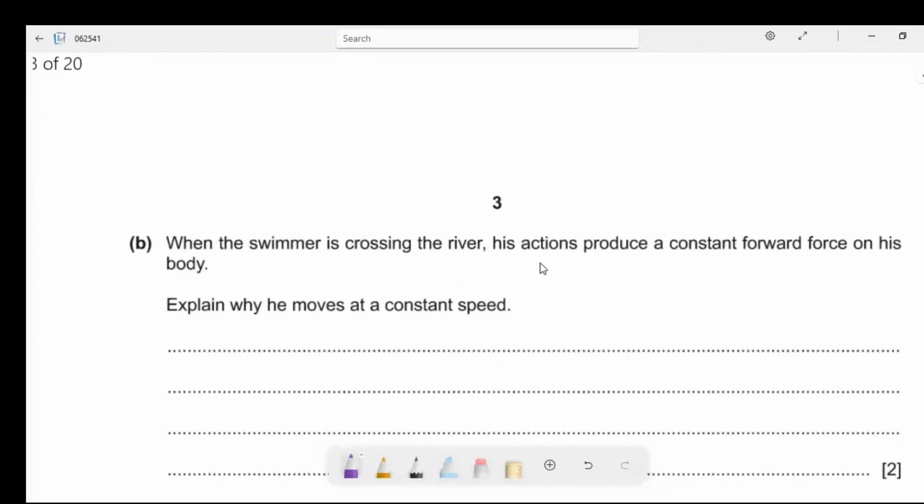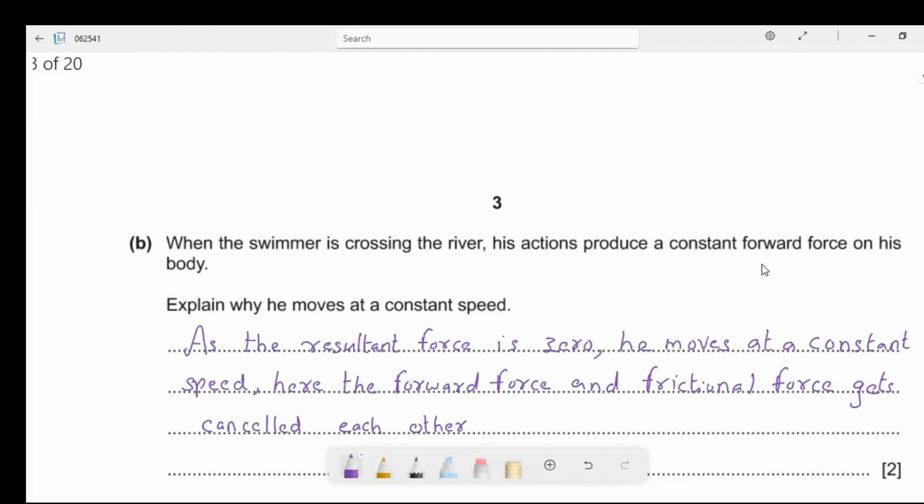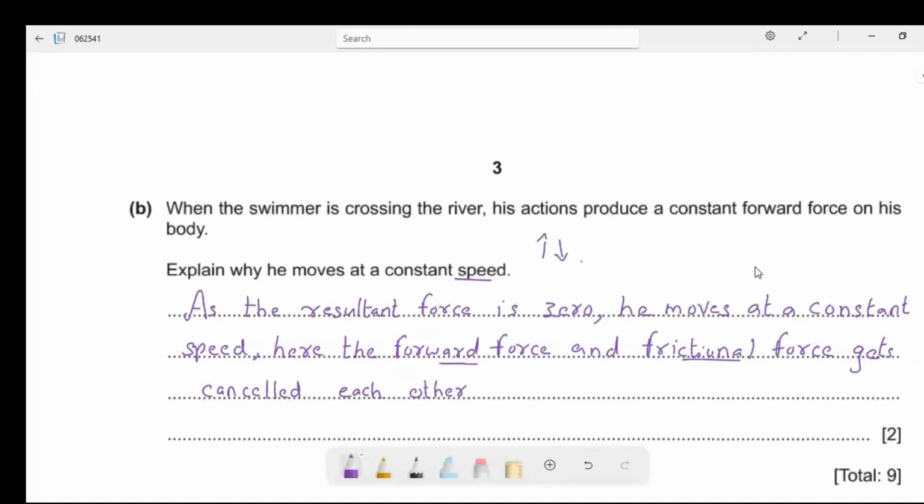As the swimmer is crossing the river, his actions produce a constant force on his body. Explain why he moves at a constant speed. As the resultant force is zero, he moves at a constant speed. Here, the forward force and the frictional force cancel each other. He is moving in one direction and the forward force and the frictional force are cancelled. That's why the resultant force is zero and he is moving at a constant speed.